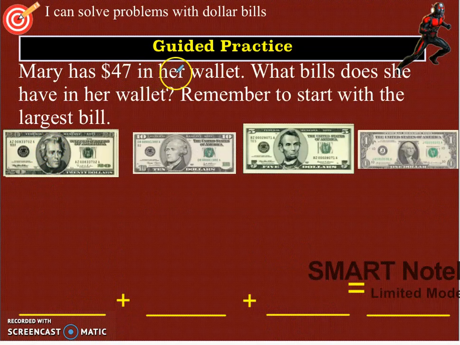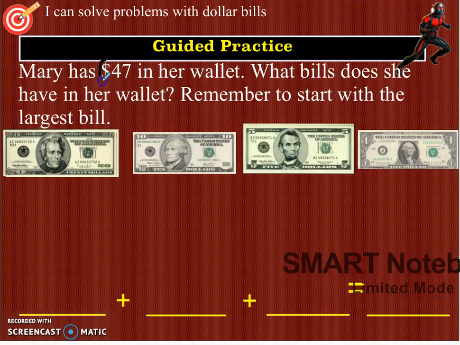Mary has $47 in her wallet. What bills does she have in her wallet? Remember to start with the largest bill. So what is the problem asking us? Right, what bills does she have in her wallet? So we have to figure out if she has 20s, 10s, 5s, or 1s to equal what number? That's right, $47. So remember, with the strategy that I taught you before, we always start with the largest bill.